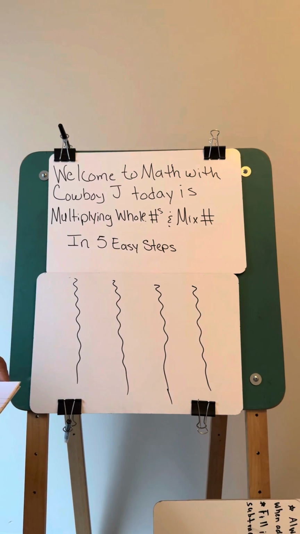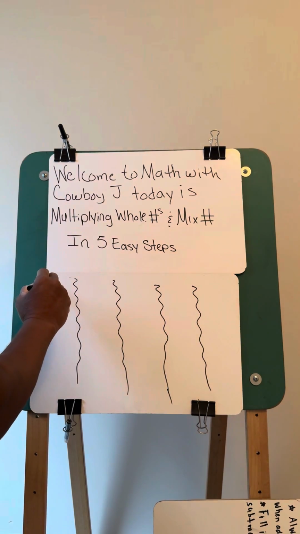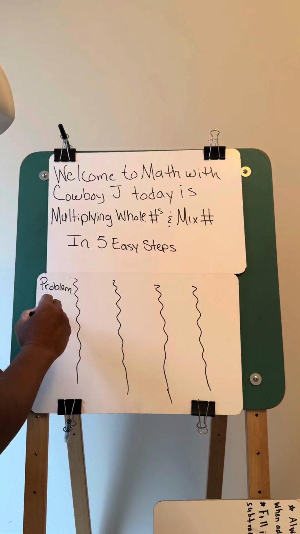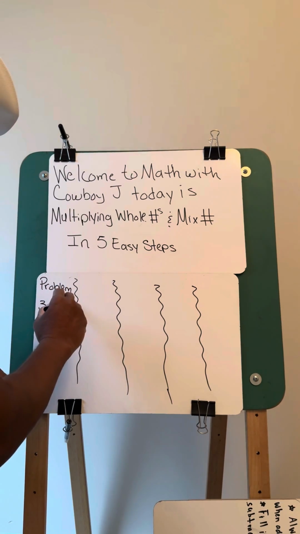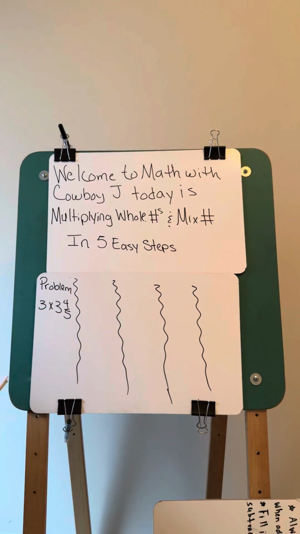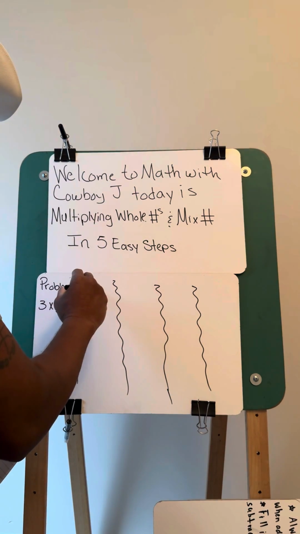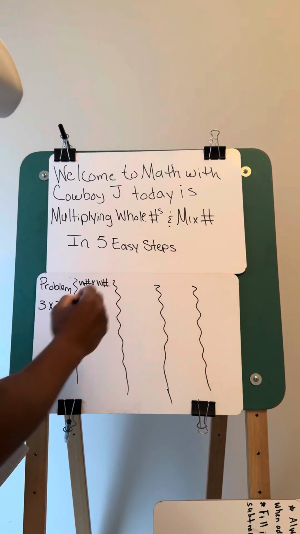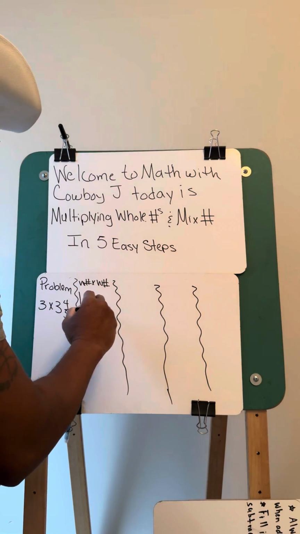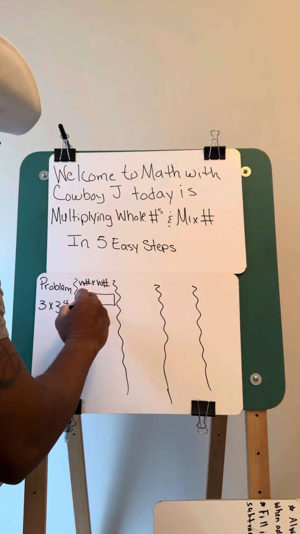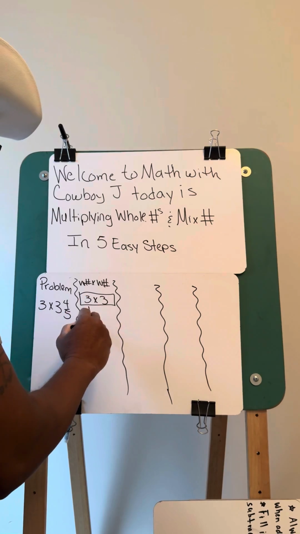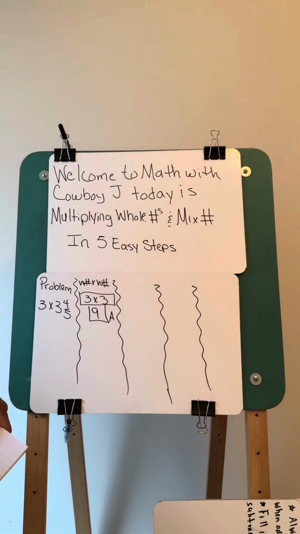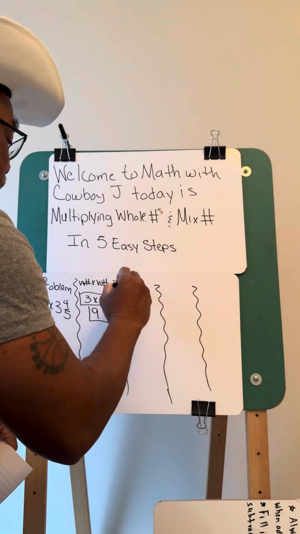So the first step is the problem. The problem is 3 times 3 4/5. In the first box, we're going to multiply the whole number times the whole number. So in this box, we're going to take 3 times 3, and then we're going to write the answer of 9.